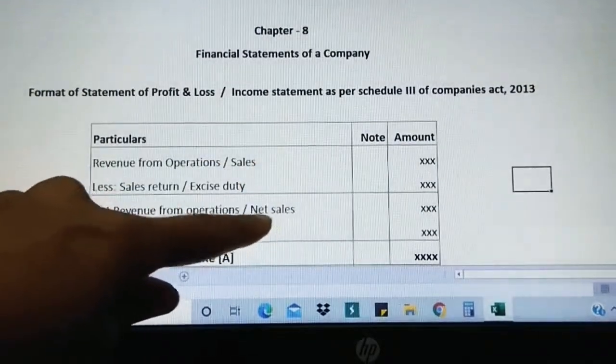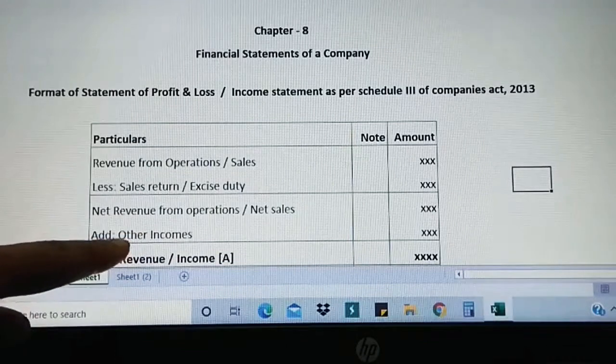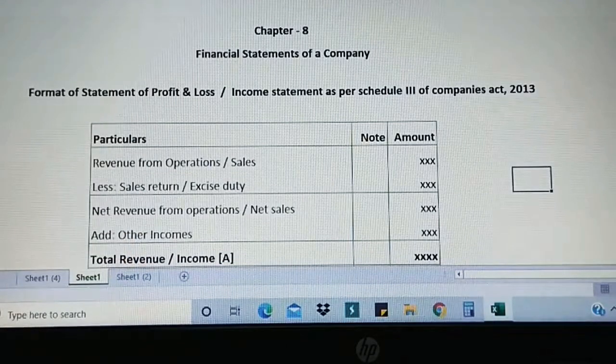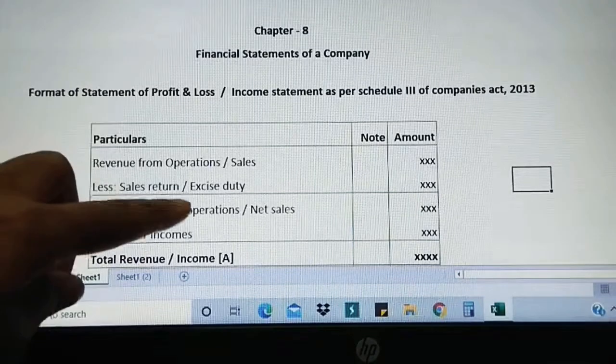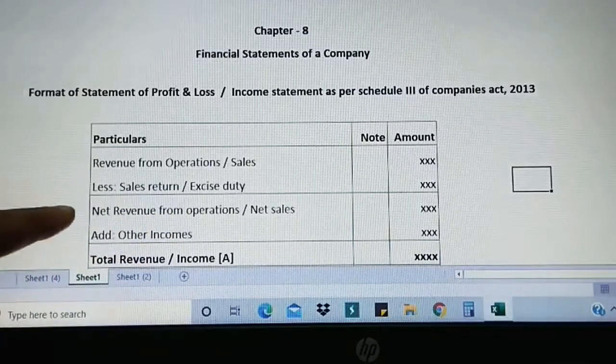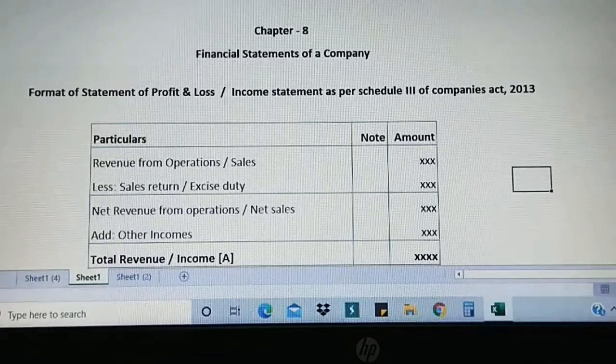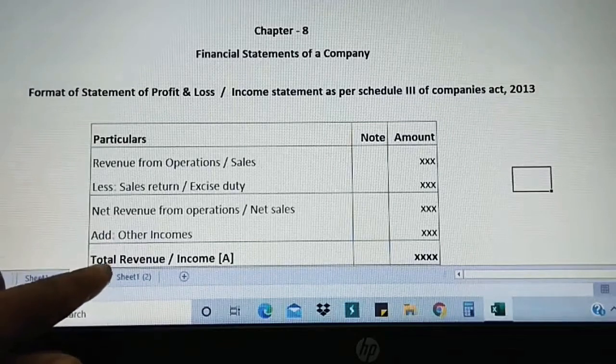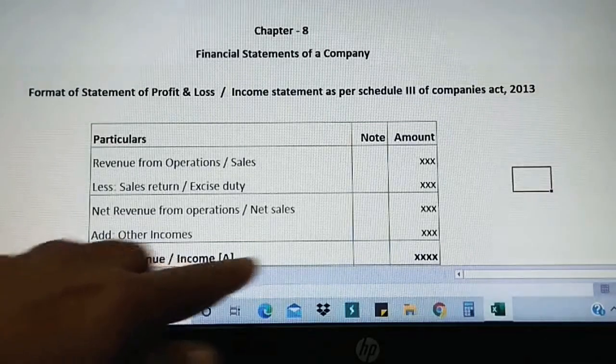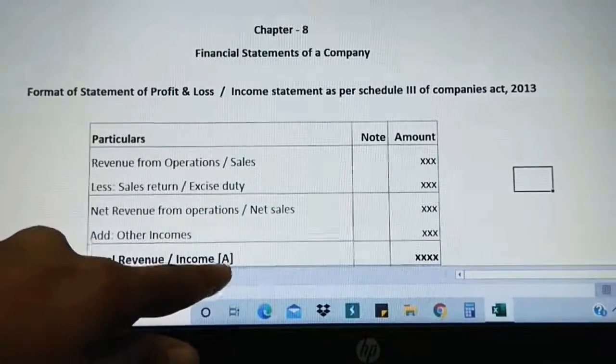So to this net sales or net revenue from operations, you have to add other incomes. Observe, the revenue from operations or sales is related to your business, whatever business you are dealing with. But other incomes could be like income from rent, or interest received, commission received. So all these are apart from your day-to-day activities or your business activities. So this has to be added. So overall your total income or total revenue has to be taken. So you have to mention it as A.